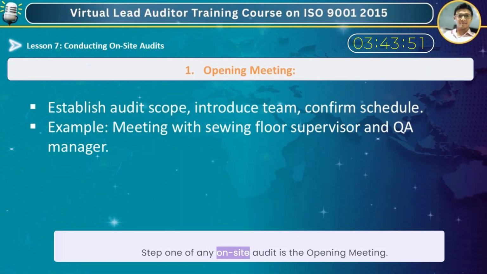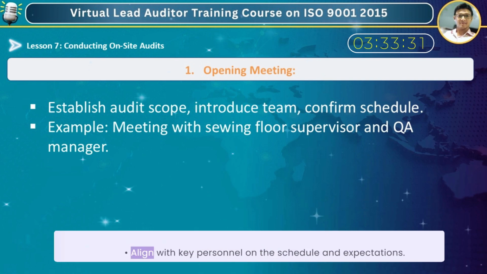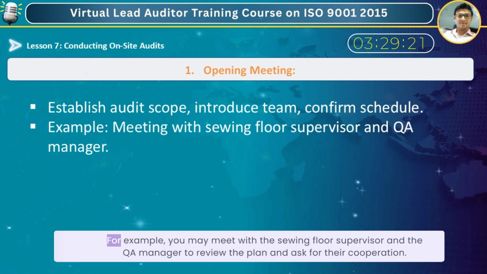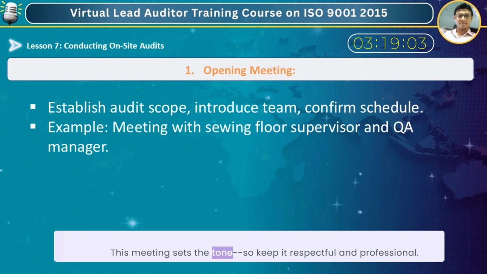Step 1 of any on-site audit is the opening meeting. This is where you confirm the scope of the audit, introduce the audit team, and align with key personnel on the schedule and expectations. For example, you may meet with the sewing floor supervisor and the QA manager to review the plan and ask for their cooperation. This meeting sets the tone, so keep it respectful and professional.